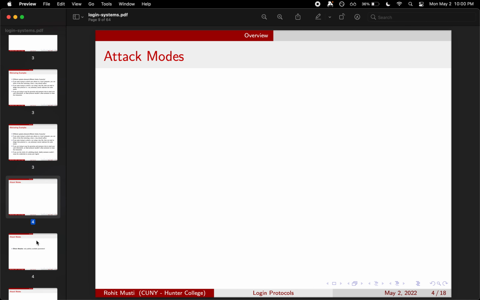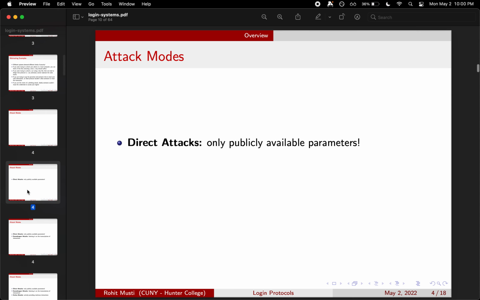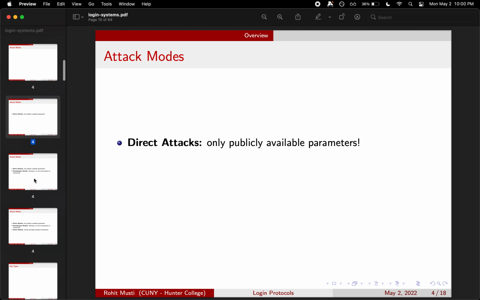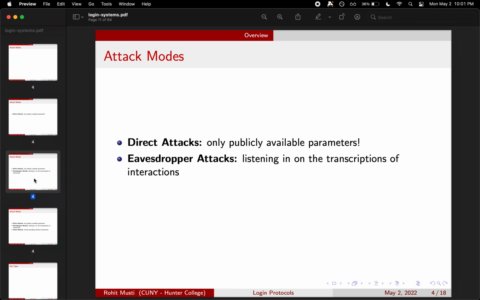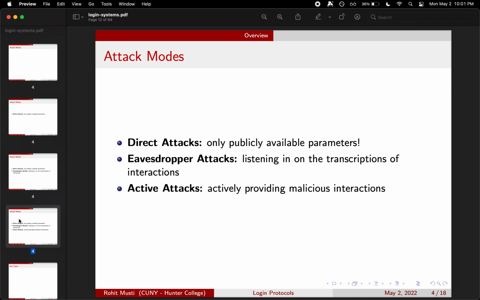So as we laid out in those examples, there are a few different attack modes, right? One mode is direct attacks. These use only publicly available parameters to directly attack the login system. Then there are eavesdropper attacks. These attacks involve listening in on the transcriptions of the interactions. Next, we have active attacks. This is where the malicious eavesdropper is also providing malicious interactions.